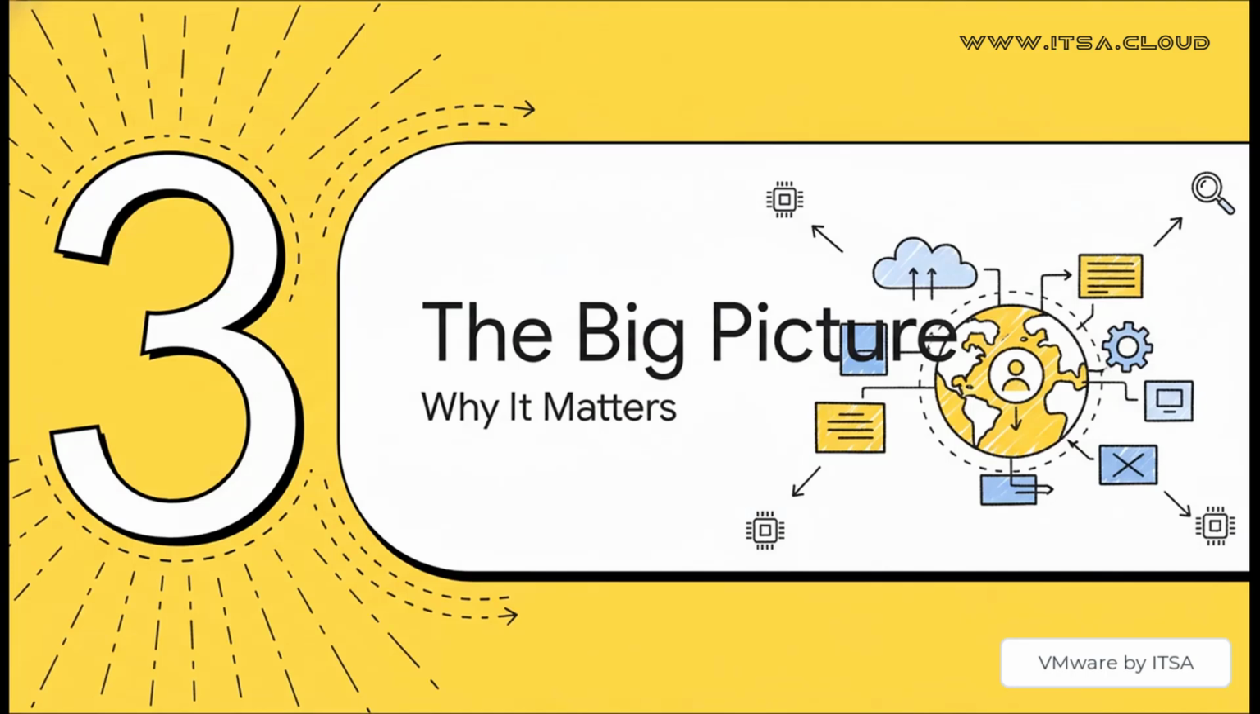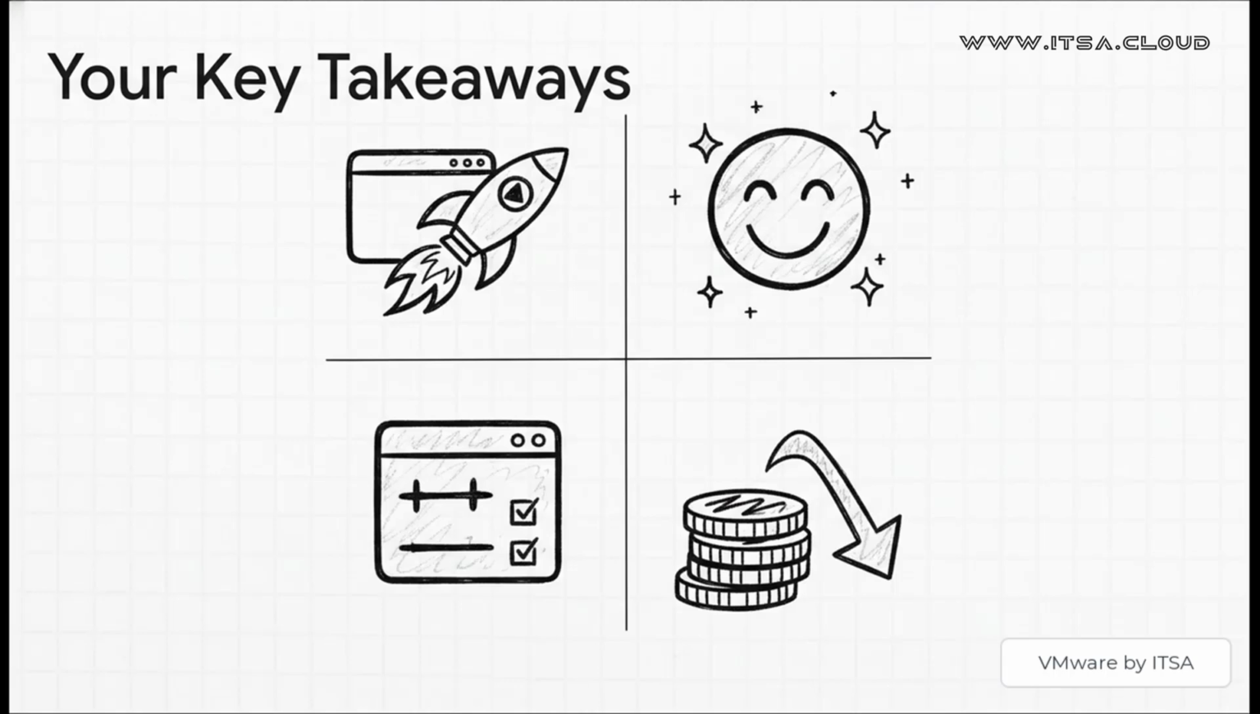All right, let's zoom out for a second and look at the big picture. We've gone through the nitty-gritty details, but what does this all really add up to for an entire organization? So what are the key takeaways here? Well, first, you're accelerating the delivery of desktops and apps, period. You're enhancing the user experience, which leads to happier, more productive people. You're simplifying management for the IT team with a single tool. And all of this leads to reduced costs, with way less time spent putting out fires.